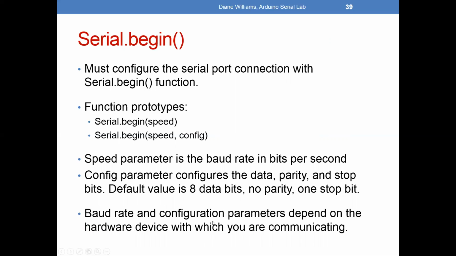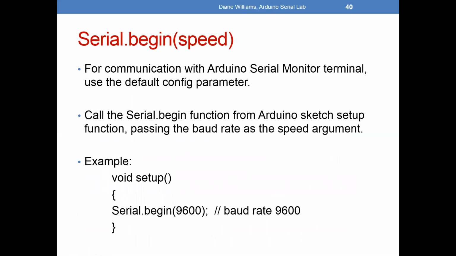Your baud rate and your configuration parameters always depend on the hardware device with which you're communicating. Serial.begin is called in the setup. Remember, the setup code executes once, whenever the program first starts up. So we only ever set up the serial port once. Basically, this function enables that hardware. Think of it as turning on that hardware. It sets everything up, and then we're able to use the other functions in the library after that.